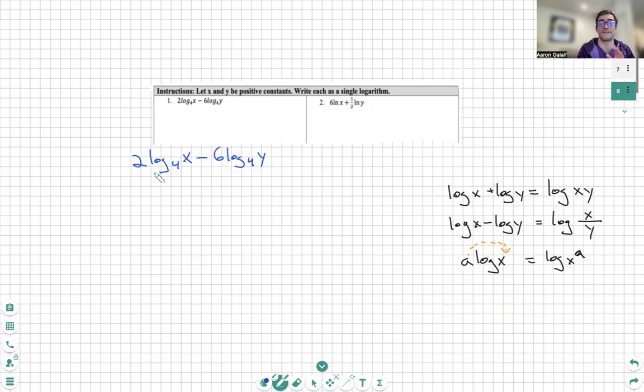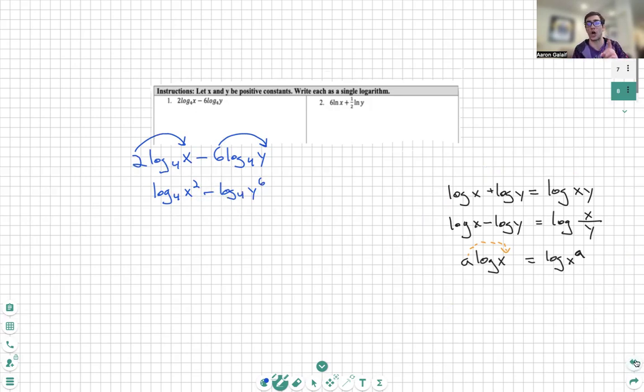So what we see first are the coefficients. I see a 2 and a 6 in front of these logs. So I'm going to bring those to the top. Those become my exponents. I rewrite log base 4 of x squared now, minus log base 4 of y to the 6.